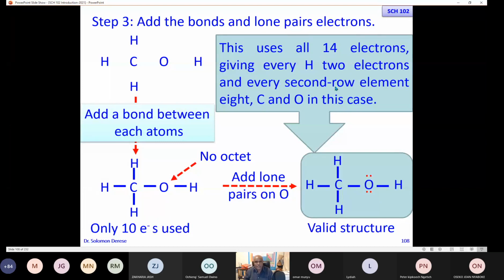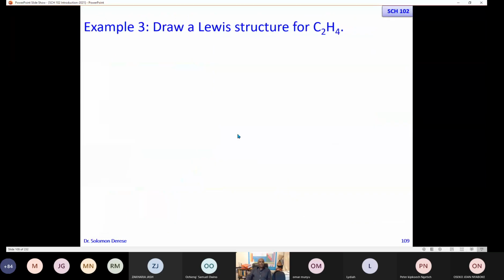Every second row element gets 8, in this case the carbon and oxygen. Okay. Now let's look at another example. Drawing a Lewis structure for C2H4. In C2H4, we have 2 carbons and 4 hydrogens. Now we'll arrange these atoms. When we arrange, we'll put the hydrogens on the outside. So we have these 4 hydrogens on the outside, and then we have 2 carbons.